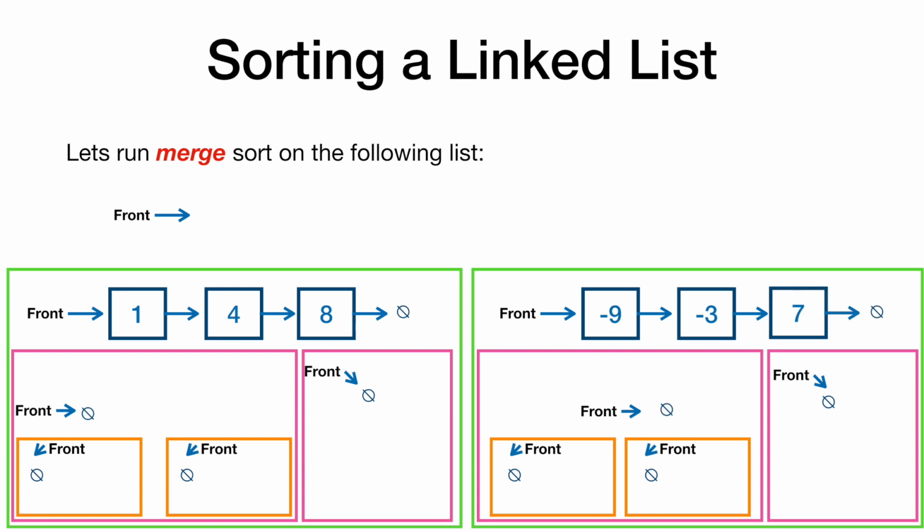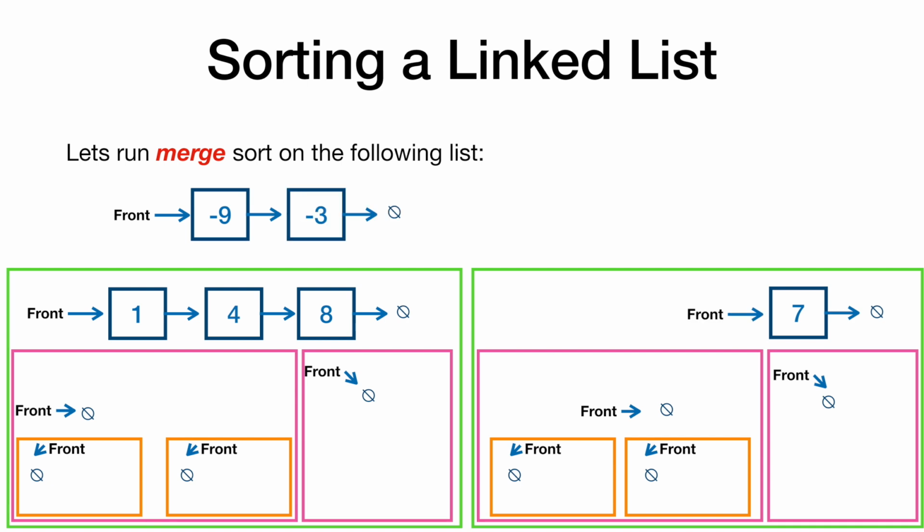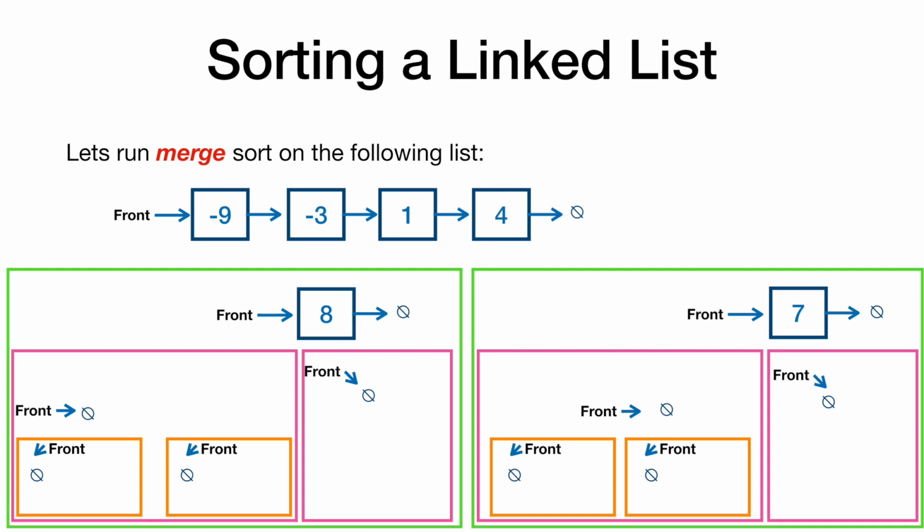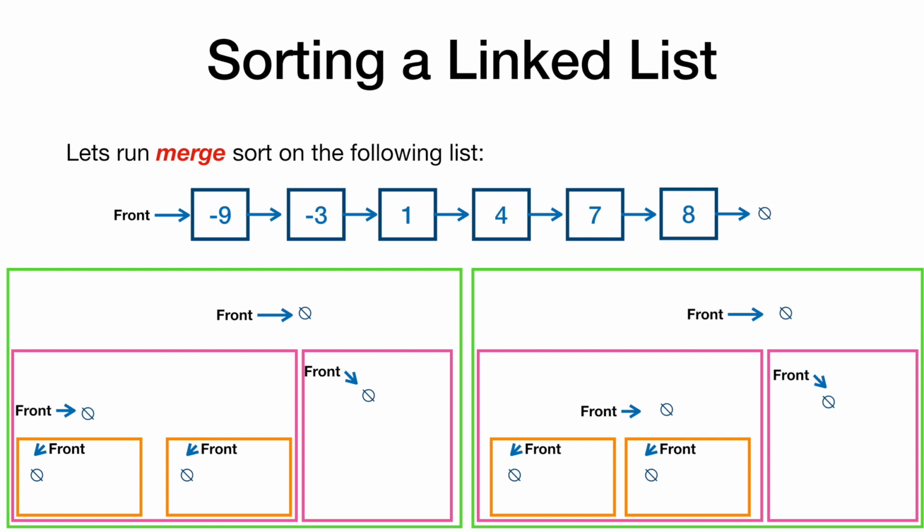And then we can start merging this list here and this list here. So we're looking at -9 and 1. Well, -9 comes first. So we add it, move the front pointer. -3 comes next. Then 1 and 4, 7. And then now this guy is empty, so we can just take the rest of that list, which just happens to be 8.